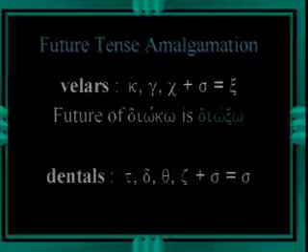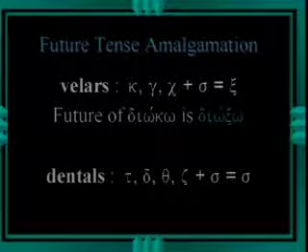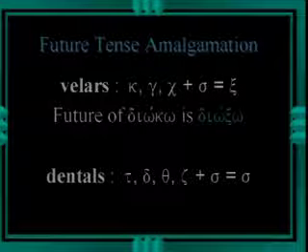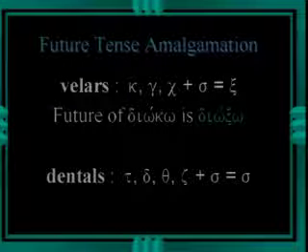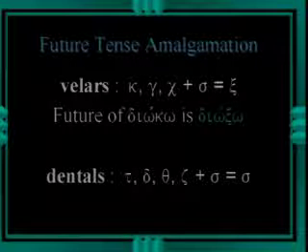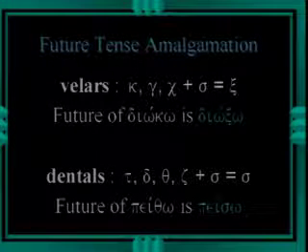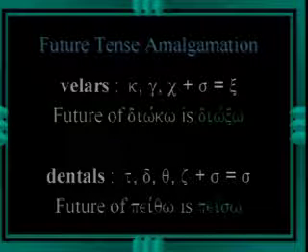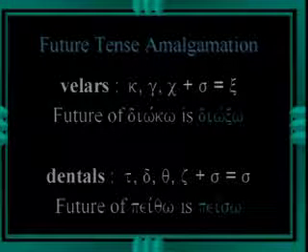And then dentals, taus, deltas, thetas, and zetas. Whenever these come into contact at the end of a stem with the sigma, they simply drop out altogether. They get out of there. And all you are left with is the sigma. And so you'll see a little bit of a difference in the stem, won't you? But the sigma followed by the endings will point you to the future tense. All right. Peitho is a good example of this. Ending in the theta, when the sigma comes into contact with that in the future active indicative, the theta drops out. Peiso is your future active indicative first person singular form.